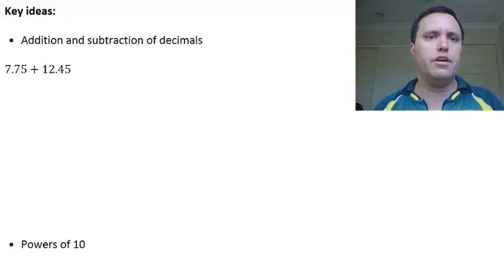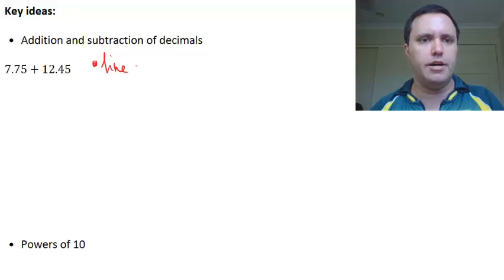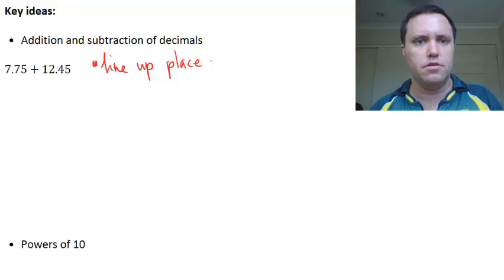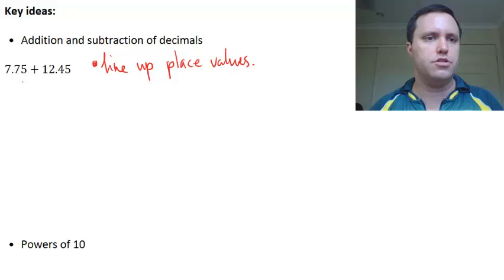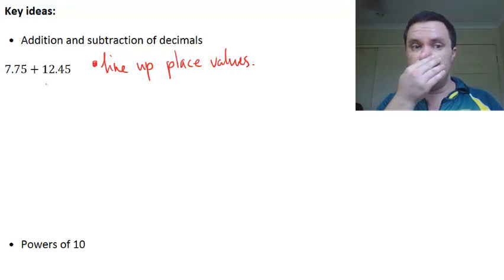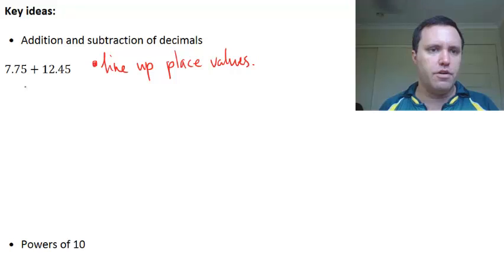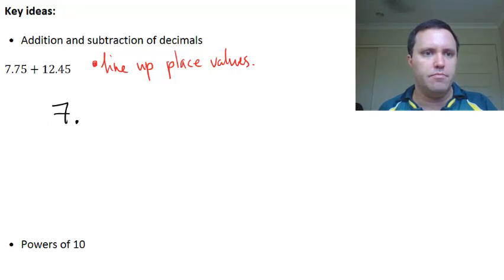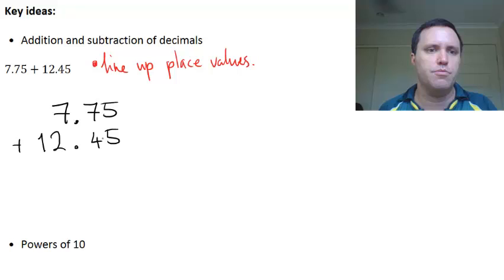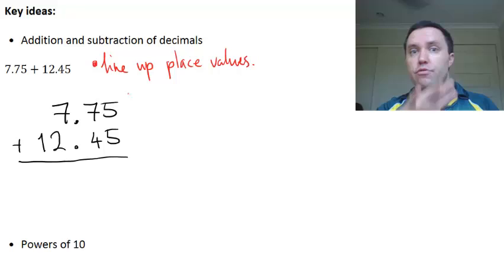Okay, so when we've got addition and subtraction of decimals, the main idea you need to remember is to line up place value. Line up the place values. Okay, so I have 7.75 plus 12.45. I rewrite that as 7.75 plus 12.45. Okay, so see, super important there. Everything's lined up, and once I've done that, I just go through the algorithm as normal.